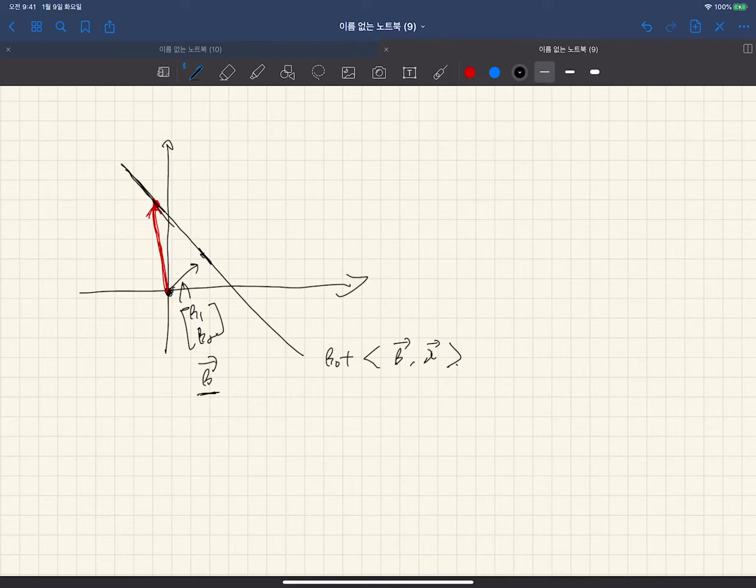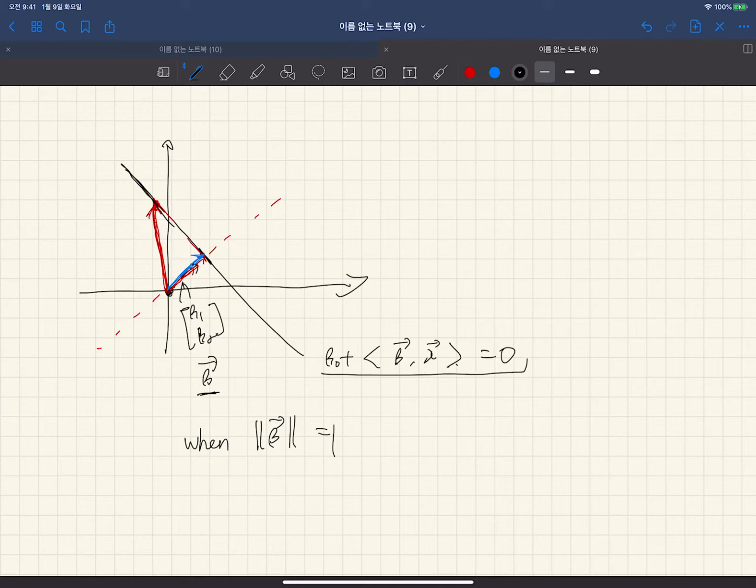Not always, only when the norm of the beta vector is equal to 1. When beta is a unit vector, then the inner product between this red vector and the unit beta vector will tell you the projected length here. Projected vector here. Okay. So we almost reached the answer.